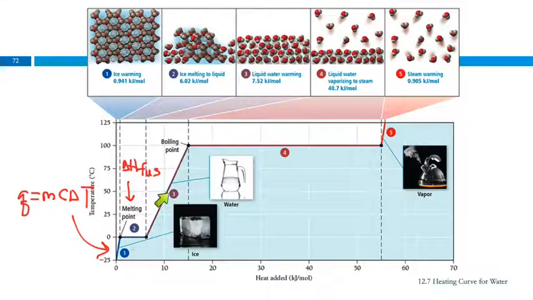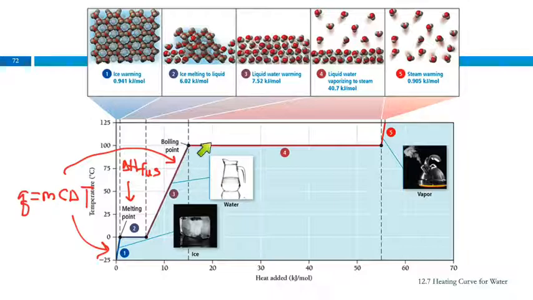Once it all melts, the temperature will start to go up again. Here along line segment 3, we have liquid water. If we want to calculate how much energy we need to go from 0 degrees to 100 degrees, again, we're going to use Q equals mc delta T. We're going to use a different heat capacity, though, the one for liquid water, not the one for solid.